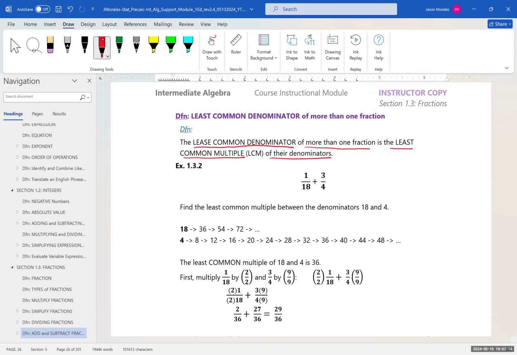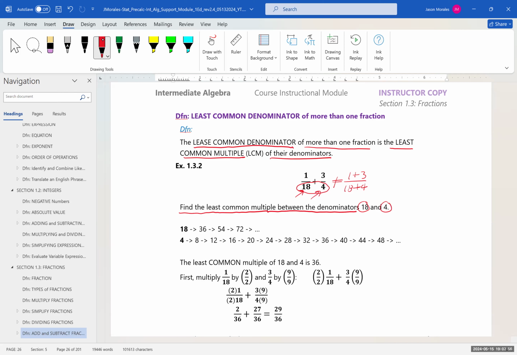So for example, let's say we needed to add these two fractions together, 1 over 18 plus 3 over 4. Now, we cannot simply just add the numerators and add the denominators. We can't do that because these denominators aren't equal. Okay, 18 is not equal to 4. So we're going to have to convert each of these fractions into new fractions with equal denominators. So we need to find the least common multiple between the denominators of 18 and 4.